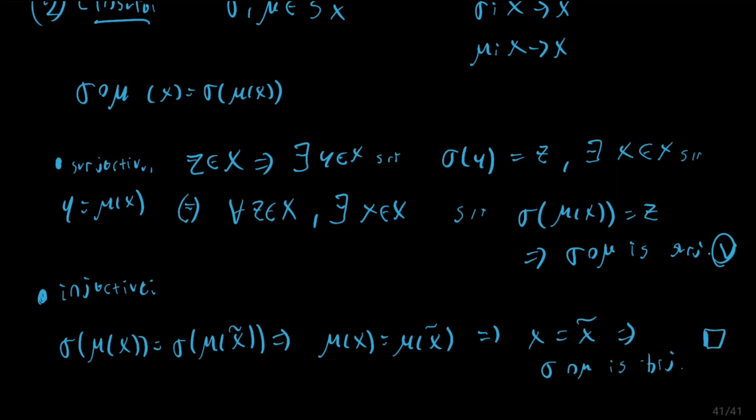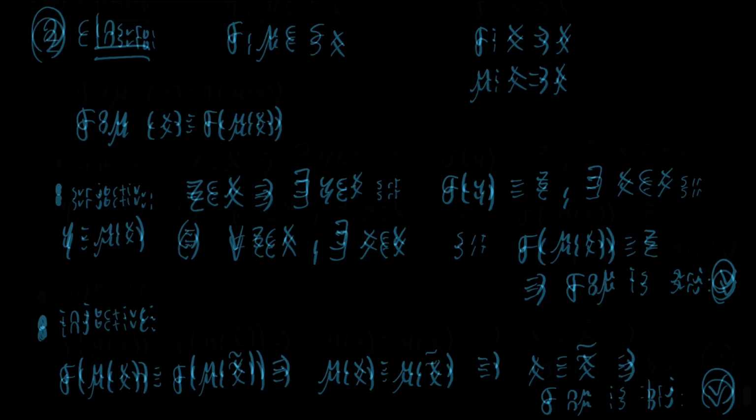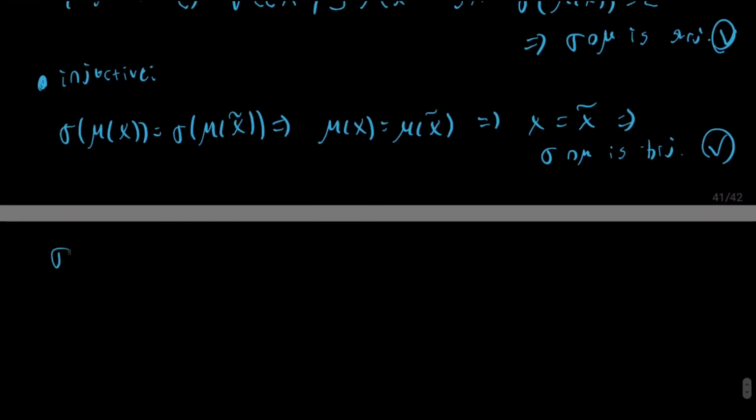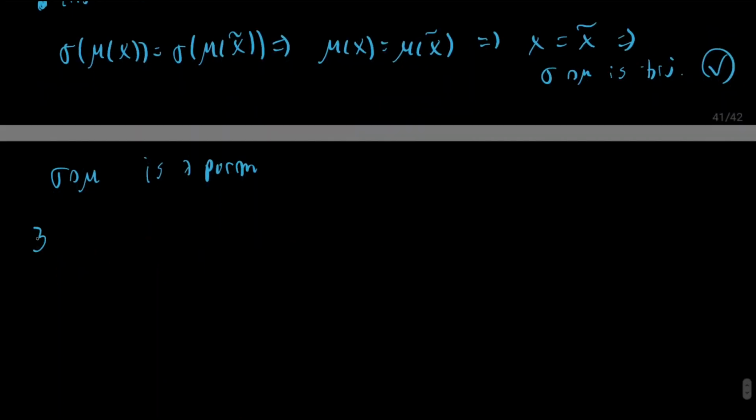And so with this, we have proven that given two permutations, then also their product, so their composition, is a permutation. So in other words, the operation is closed. Now let's prove that there is an identity.